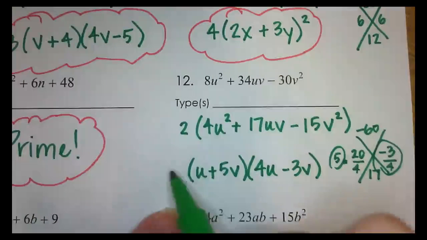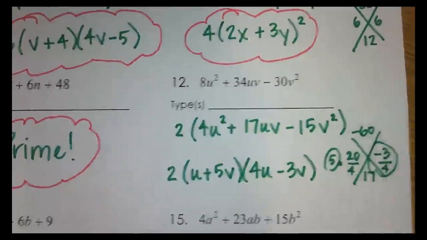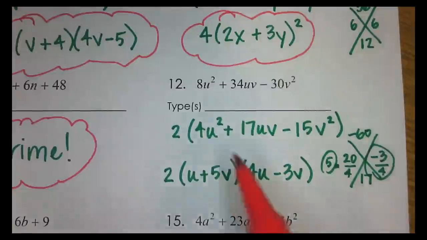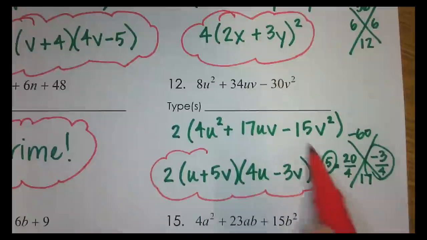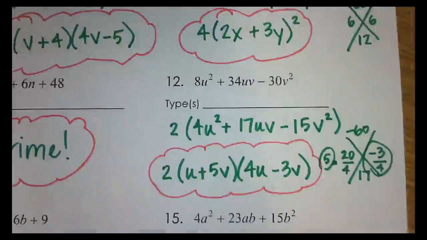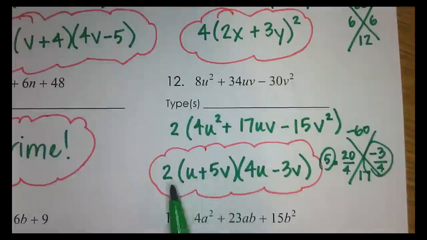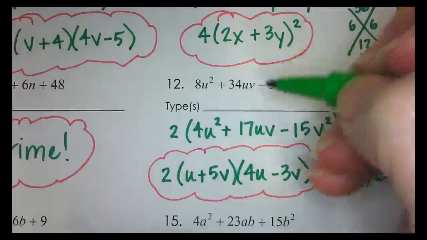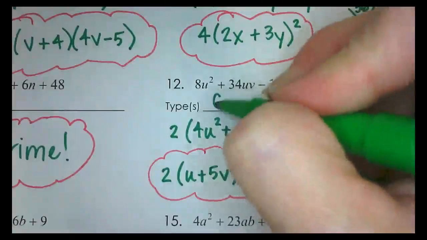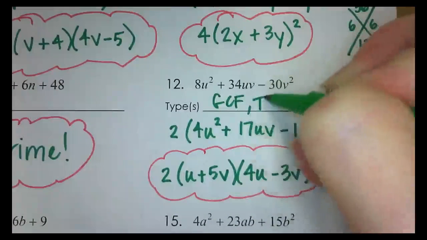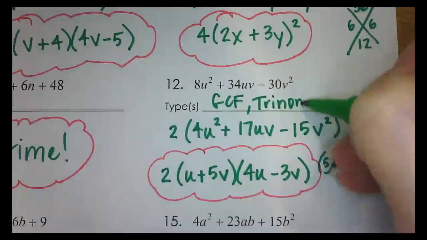But don't forget, we took out a 2 from the very beginning. So in order to get back to the original problem, we need to multiply these 2 parentheses by 2. So this one was a GCF and a trinomial.